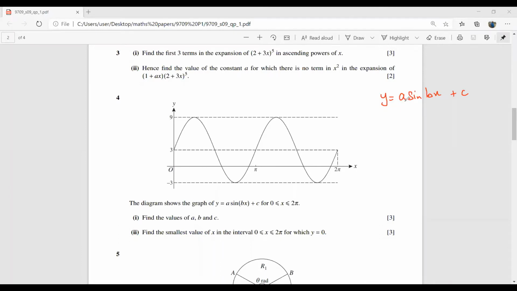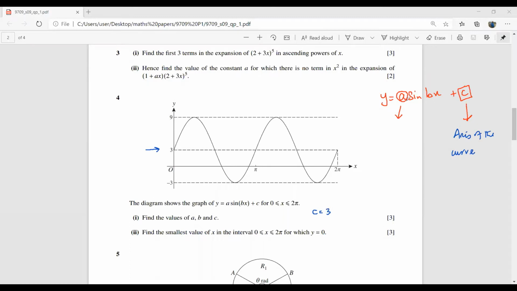We must know what these a, b, and c represent. First of all, let me tell you about c. The c is the axis of the curve. The whole curve keeps on moving around this horizontal line. Right now the axis of the curve is at 3, so we can tell that c is equal to 3 over here.